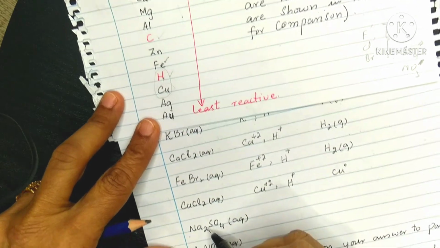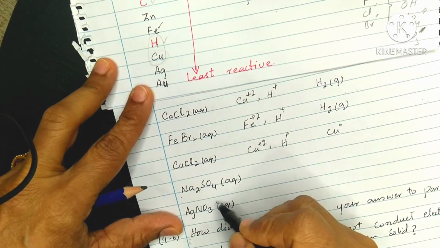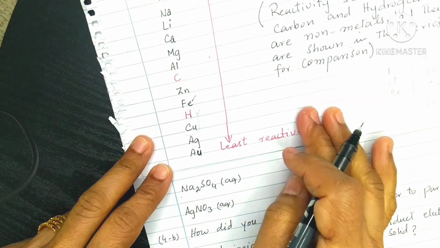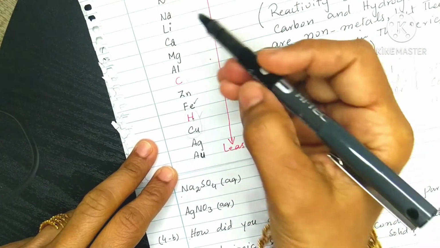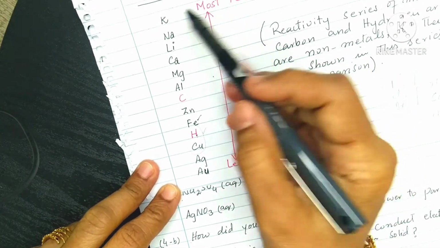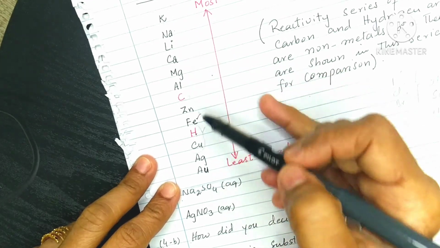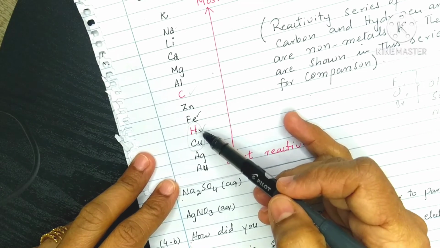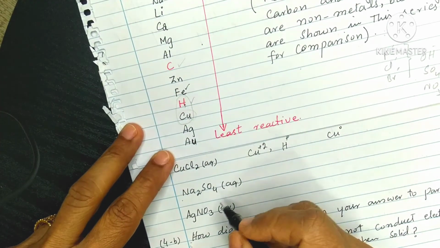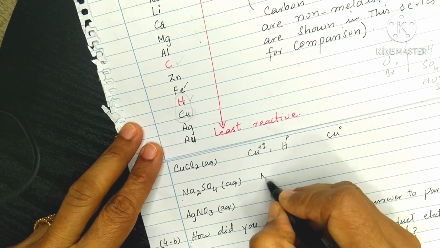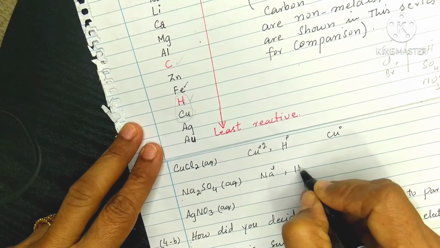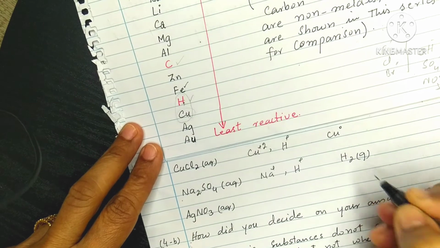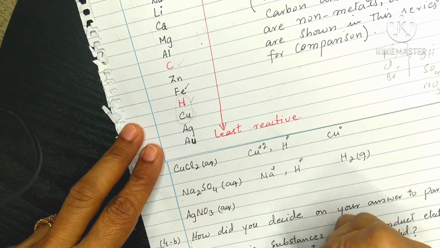For sodium sulfate, we see sodium and hydrogen. Now in the reactivity series, sodium is above hydrogen, so sodium is more reactive as compared to hydrogen. Hydrogen gas will release and sodium will remain in the solution. Hydrogen gas will release at the cathode because hydrogen is less reactive than sodium.